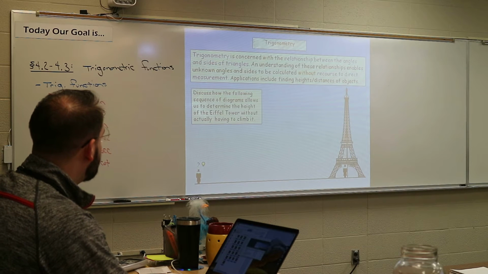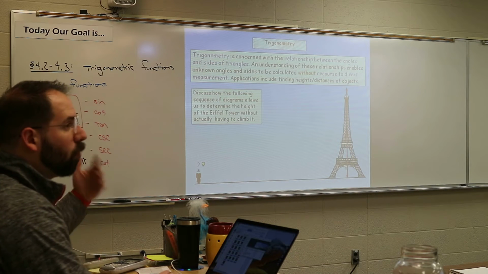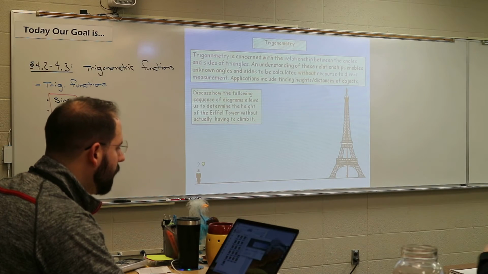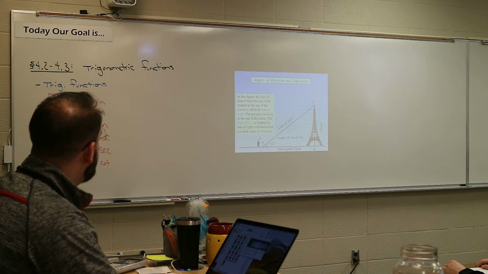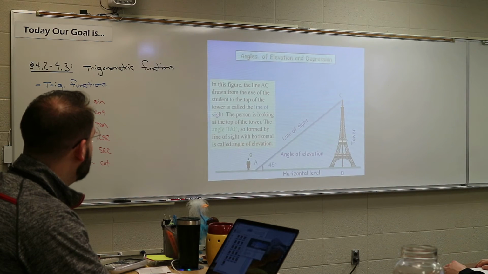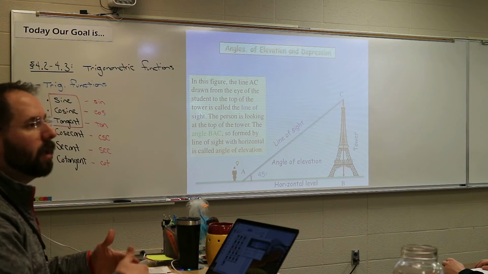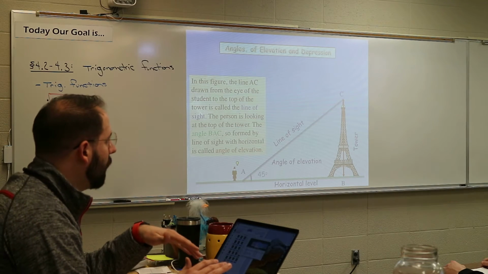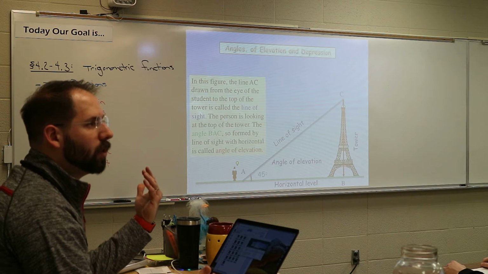The smart way to do this is to actually think about a right triangle in this case. So the right triangle that I'm actually talking about here is this one. Okay? You could do an angle of elevation, which let's say Bob measured the angle from the ground up to the top of the Eiffel Tower. That's called an angle of elevation.